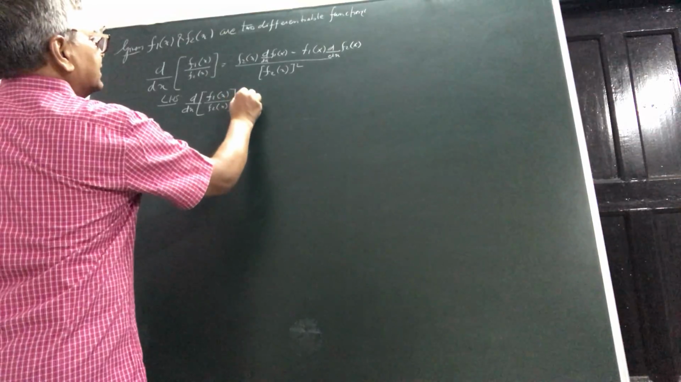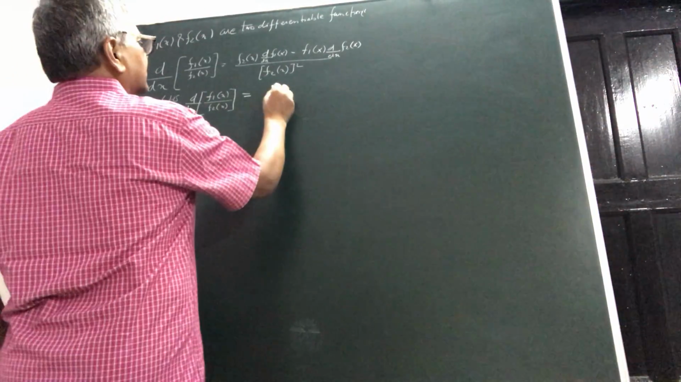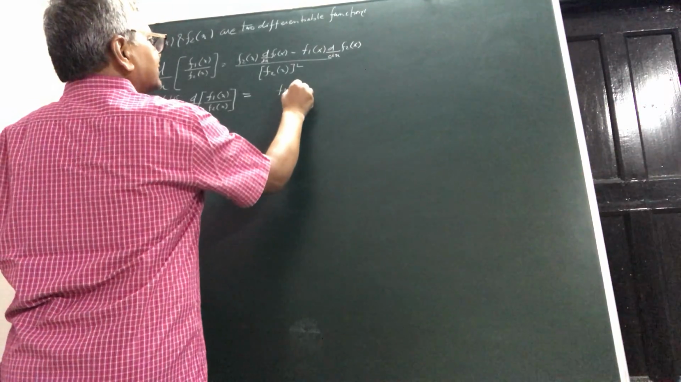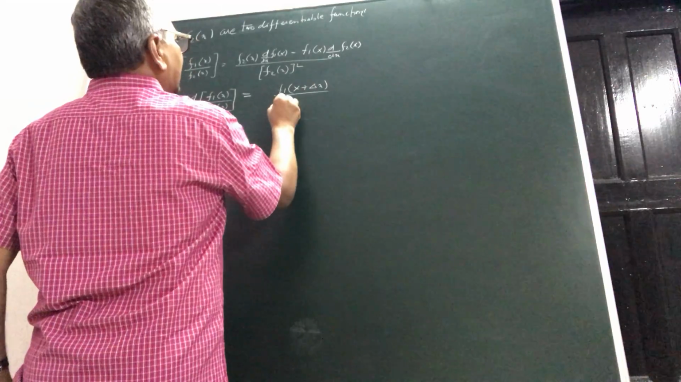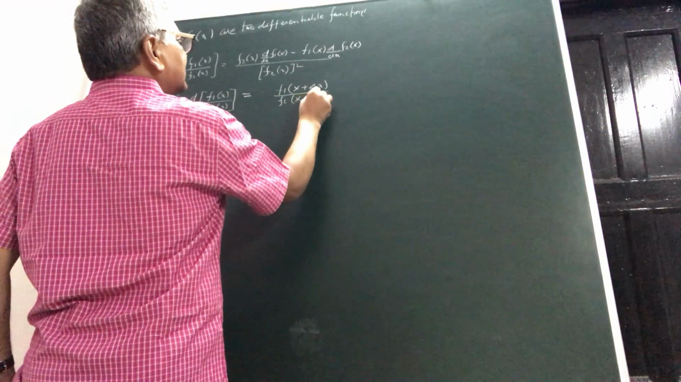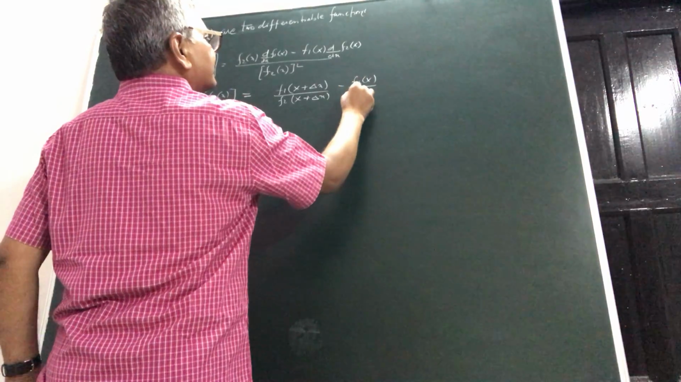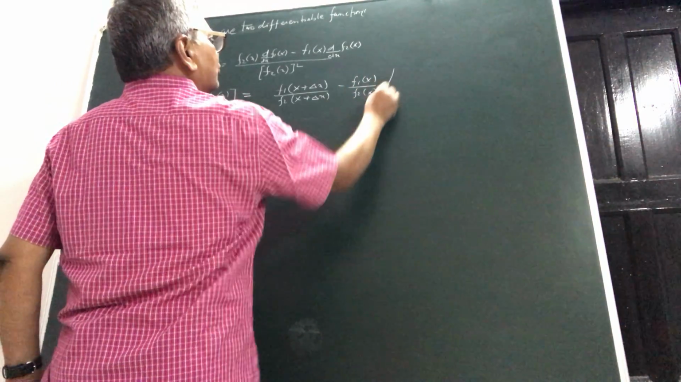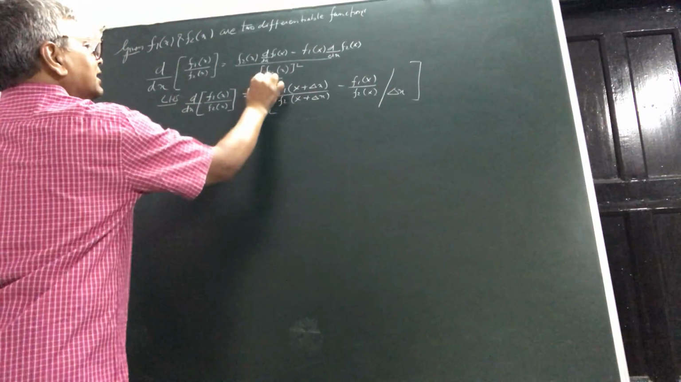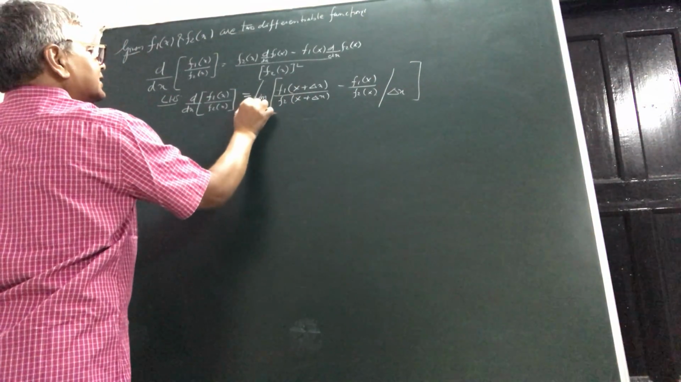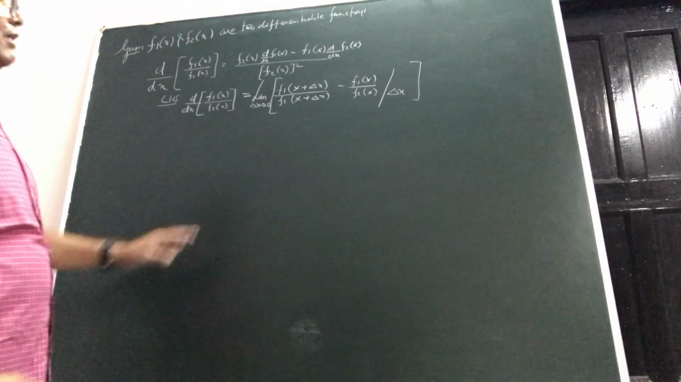You apply the basic definition of differentiability. It will be f1(x plus delta x) upon f2(x plus delta x) minus f1(x) upon f2(x), and the whole upon delta x. This thing you keep in a bracket, and limit delta x tends to 0. And please do ask me each and everything.